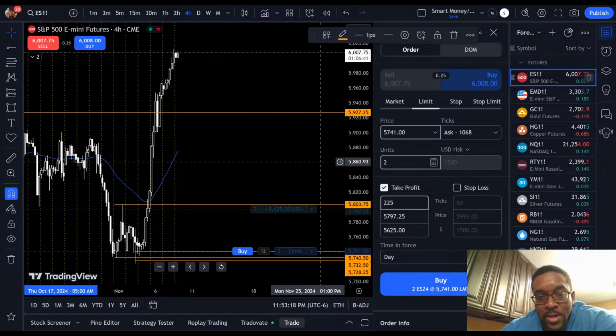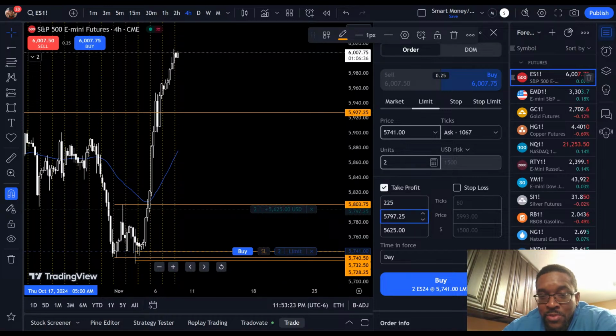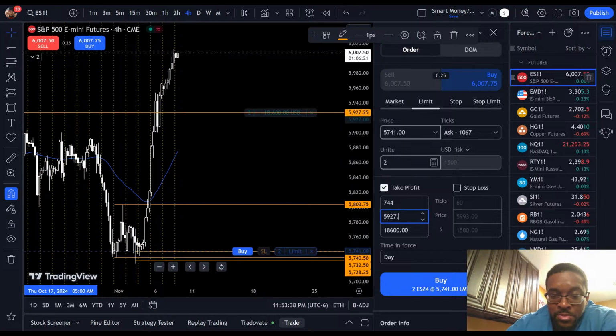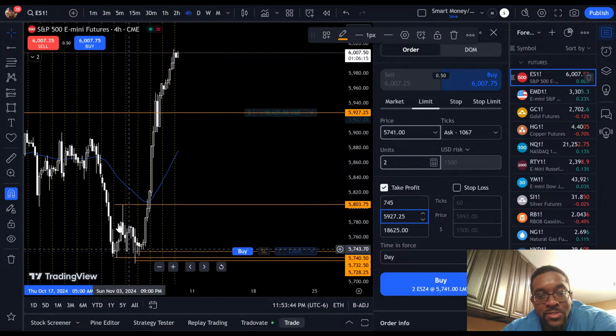All right. So now my take profit is going to be 5927.25. As you can see, I have 2 contracts in it right here. And oh wait, hold on. 5927.25. Boom, $18,625. That would have been your profit.